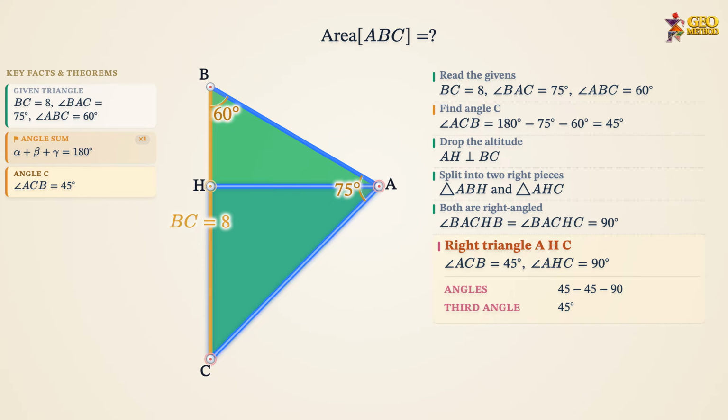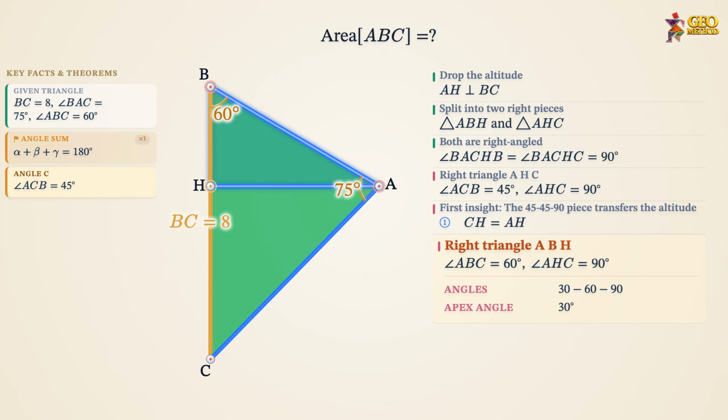Take the bottom piece first, triangle AHC. It has 45 degrees at C and 90 at H, so the third angle at A must also be 45. It is a 45, 45, 90 triangle. Our first insight is this. The 45, 45, 90 piece transfers the altitude.